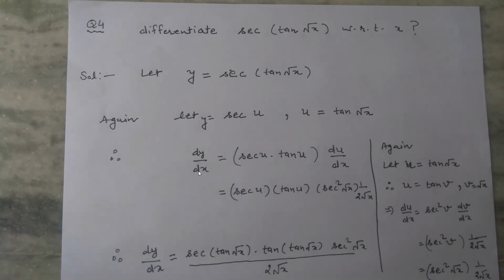dy/dx is equal to sec u. U means tan √x, into tan u. Tan u, this is u, u means tan √x, into sec²(√x) upon 2√x.